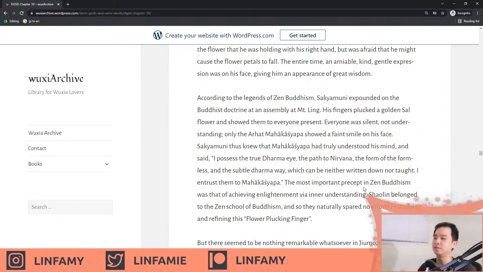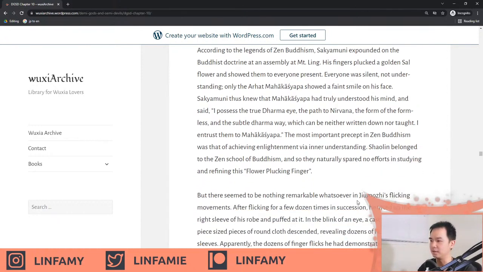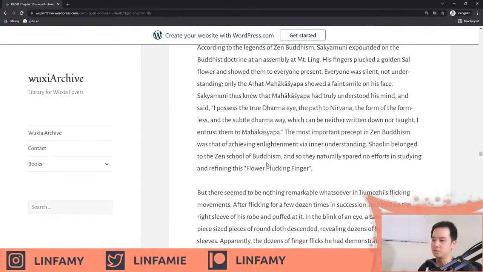The most important precept in Zen Buddhism was that of achieving enlightenment via inner understanding. Shaolin belonged to the Zen school of Buddhism, and so they naturally spared no efforts in studying and refining his flower-plucking finger. Most of the 72 techniques aren't super impressive. Do you know the techniques?